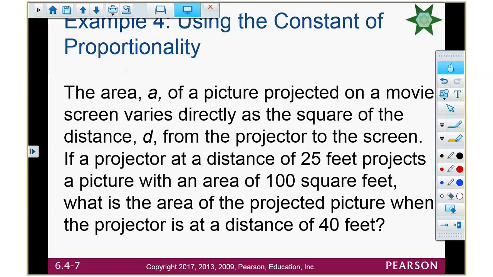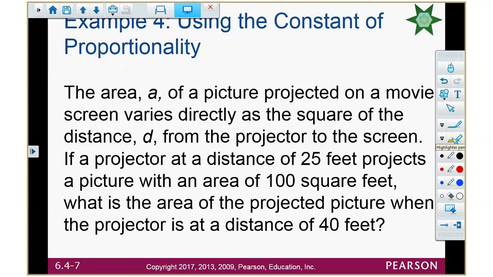Okay, look at this one. The area of a picture projected on a movie screen varies what? Directly. Y is equal to K times X. Oh, why do they do this? See, I don't teach like this. They throw that D in there, and it's not time to throw the D in there. Okay, I'll go ahead and tell you what to do on this one because I don't agree with the way they're teaching it. That's why they've got people filling the classes because they throw stuff in too quick.